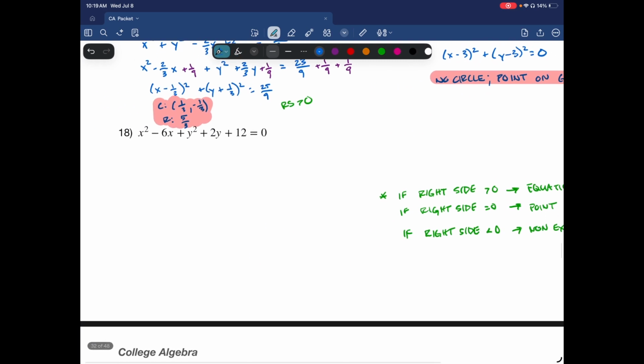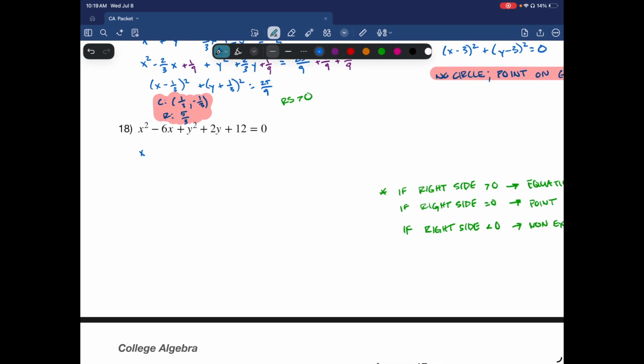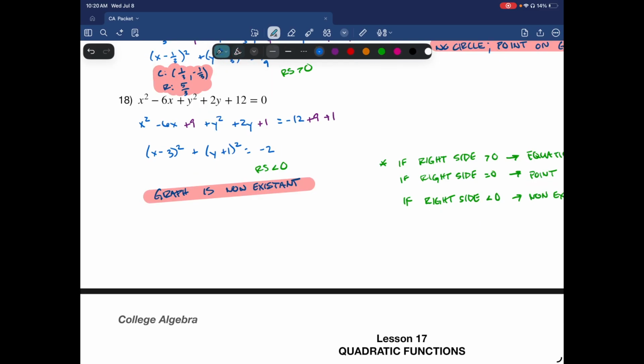All right. On 18, I got x squared minus 6x plus y squared plus 2y equals negative 12. Half of 6 is 3. 3 squared is 9, so I got plus 9, plus 9. All right, half of 2 is 1. 1 squared is 1, so I got plus 1, plus 1. All right, so it's going to be x minus 3 squared plus y plus 1 squared equals negative 2. This time, my right side is less than 0, which means my graph is non-existent.